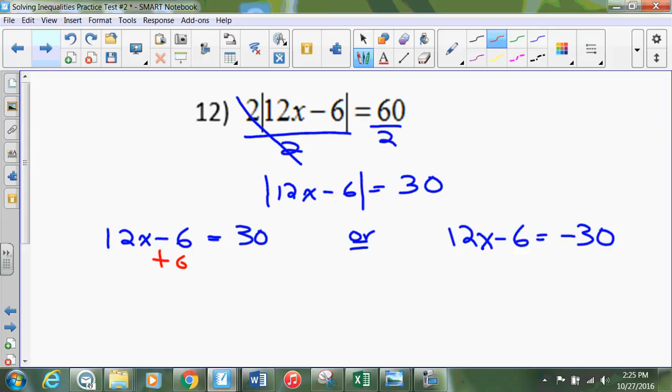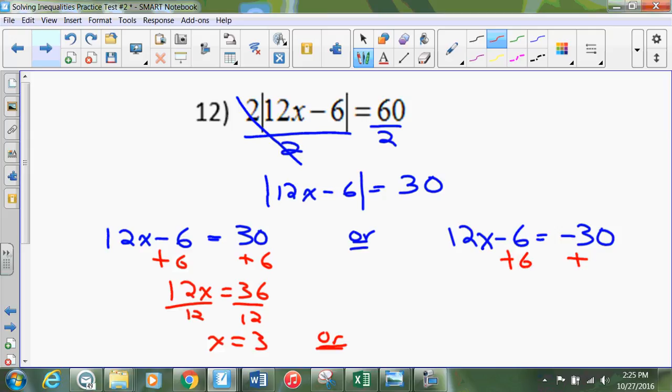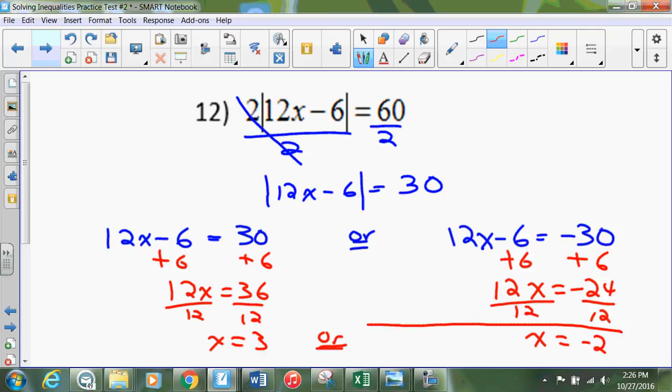So we're going to add 6 to both sides. So we'll get 12x equals 36. We'll divide both sides by 12. So we'll get x equals 3. Or, let's solve this side. We're going to add 6 to both sides. So 12x is equal to -24. We'll divide both sides by 12. And we'll find out that the other solution is -2.